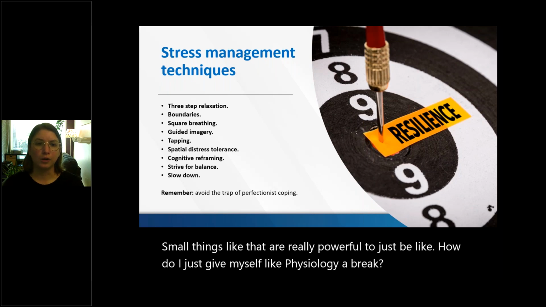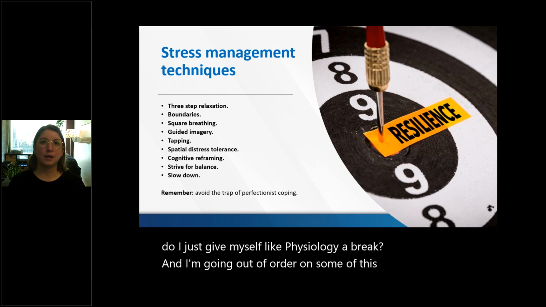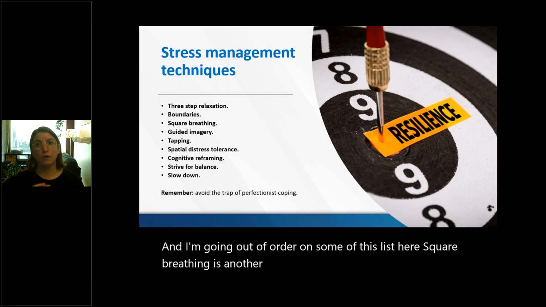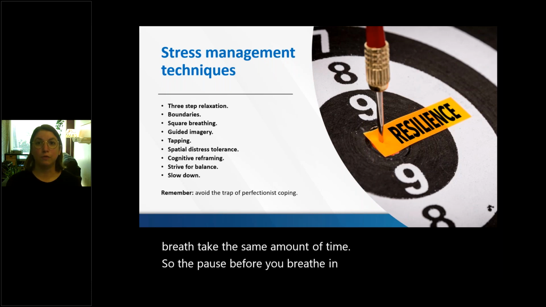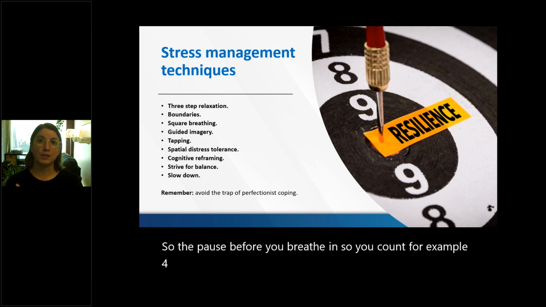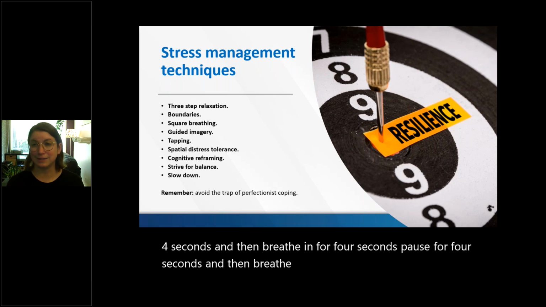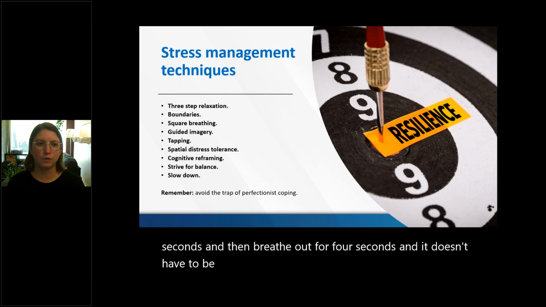And I'm going out of order on some of this list here. Square breathing is another one. That is, all 4 parts of your breath take the same amount of time. So the pause before you breathe in, say you'd count, for example, 4 seconds, and then breathe in for 4 seconds, pause for 4 seconds, and then breathe out for 4 seconds. And it doesn't have to be 4 seconds, whatever's comfortable for you.